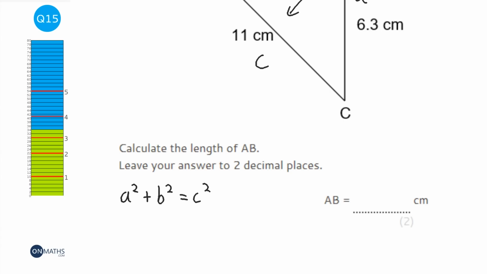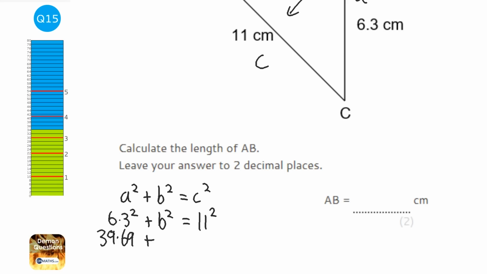And we've got a squared, which is 6.3. We don't have B, but we have C. So let's work that out. I get my calculator. 6.3 squared is 39.69, and 11 squared is 121.